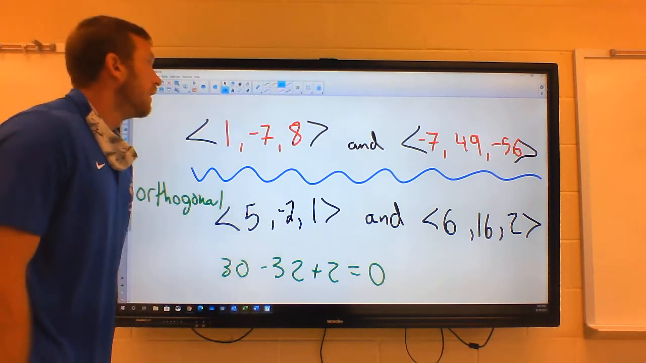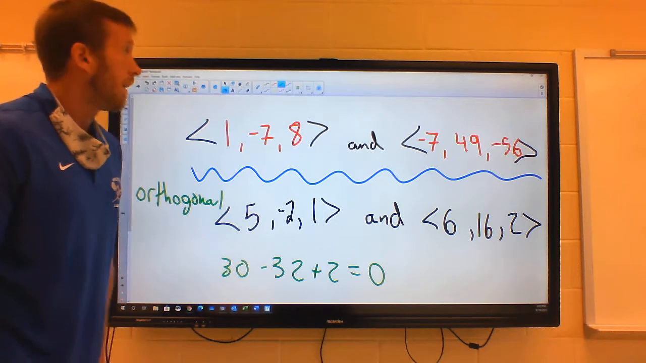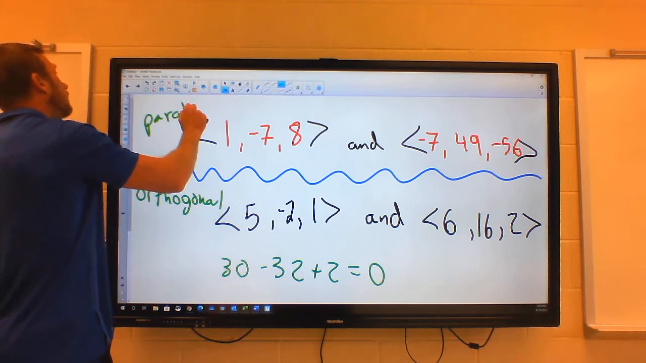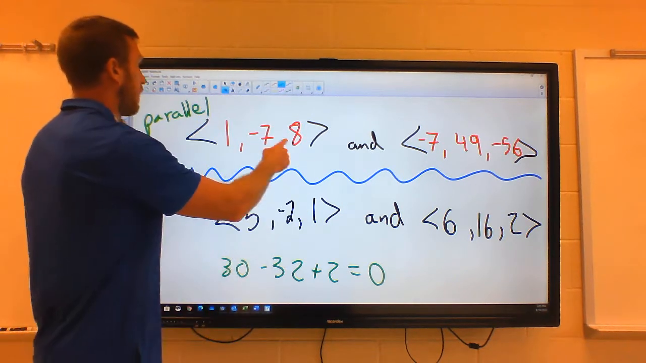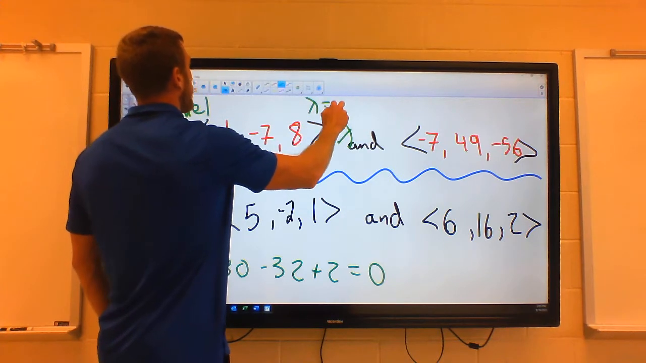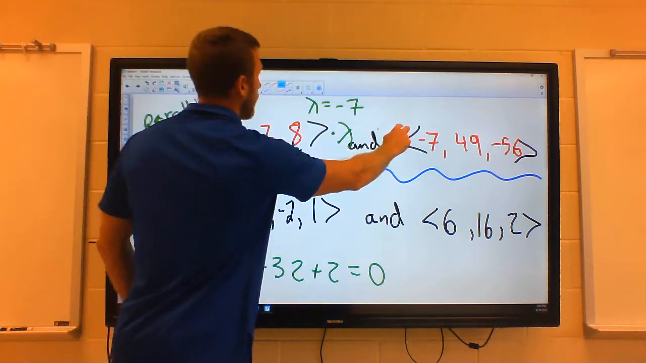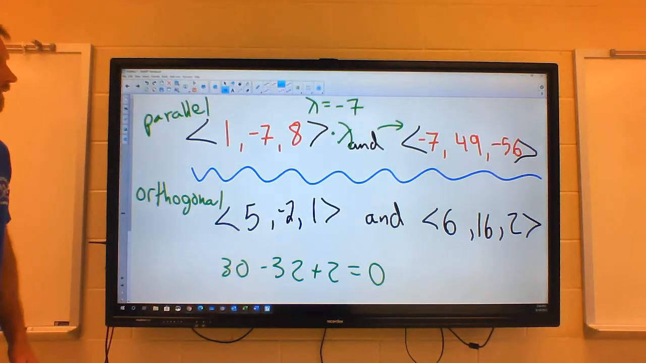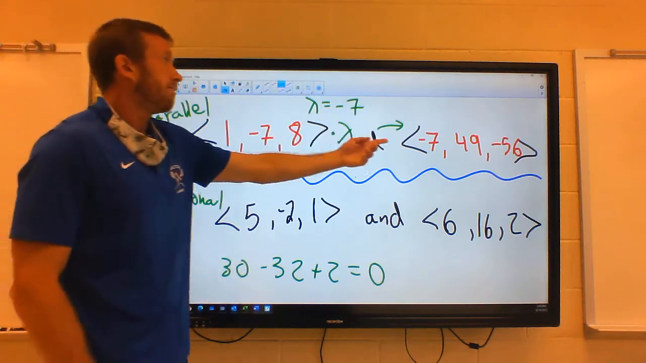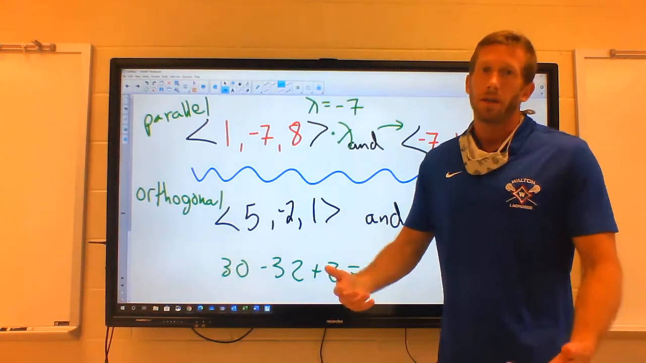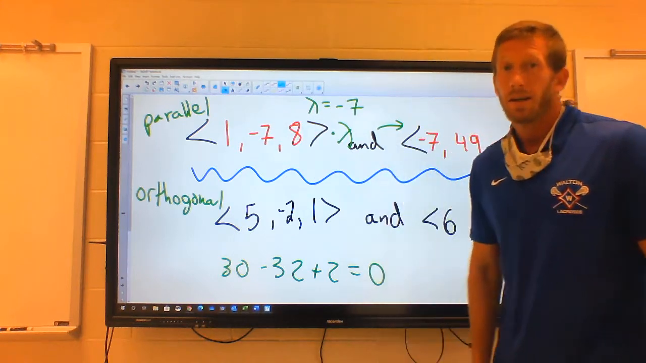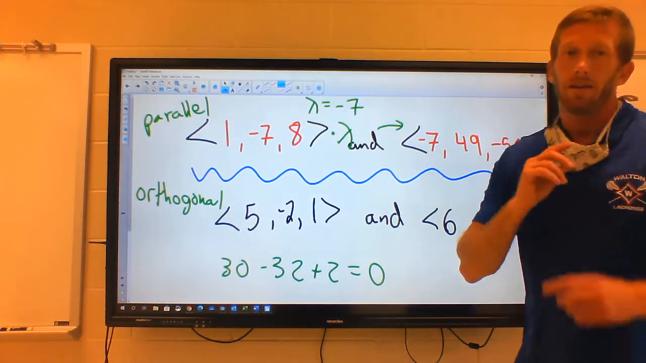Hopefully you took the cross product of it, and you found that the cross product does equal 0, meaning they're parallel. Or you just noticed that, wait a second, if I multiply this by lambda, such that lambda equals -7, I then end up with that. -7 times that, -7 times that, and that is our other vector. So there we go, parallel. All right, enjoy.